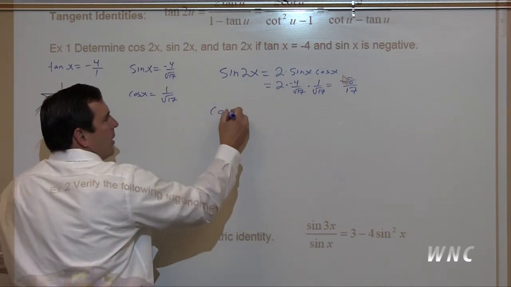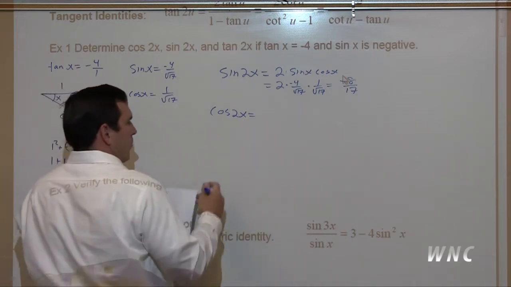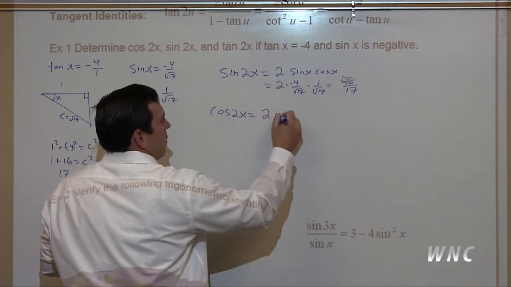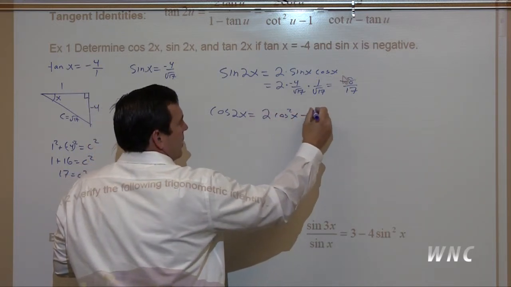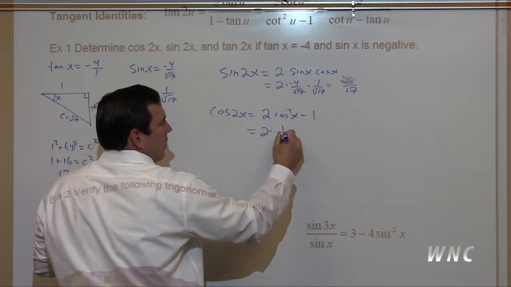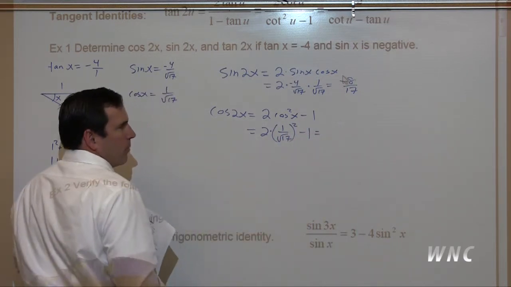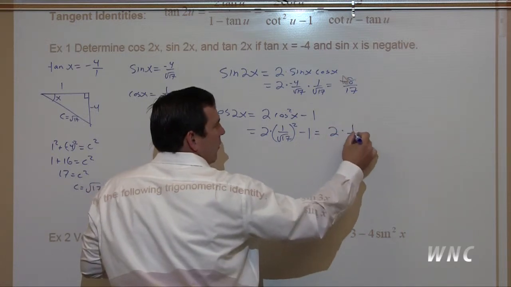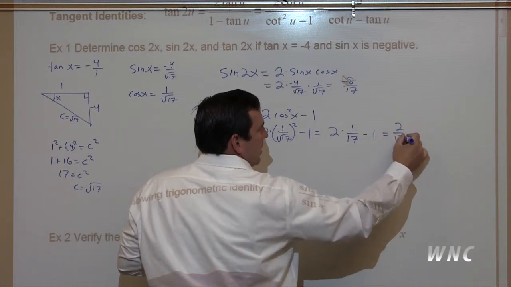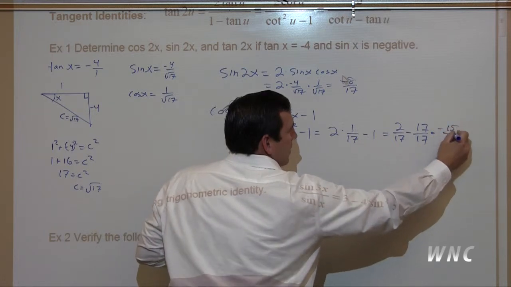For cosine 2x, we have the 3 choices. I think I'll use the one that is 2 cosine squared x minus 1. So that's going to be 2 times, and cosine was 1 over the square root of 17. We square that quantity, and we minus 1. So that will be 2 times 1 over 17 minus 1, or 2 17ths minus 17 17ths, which is negative 15 17ths.